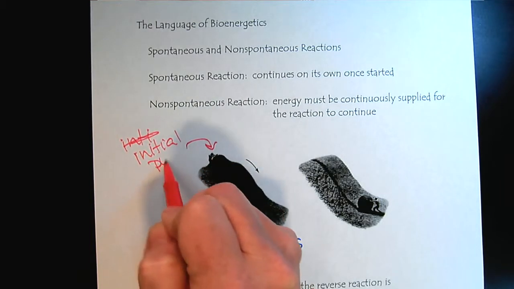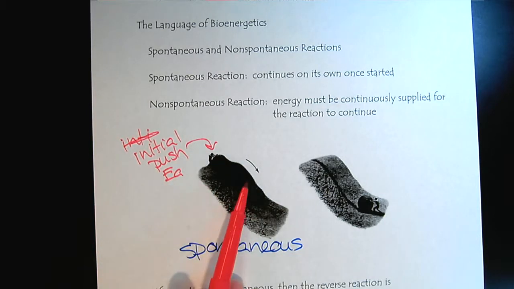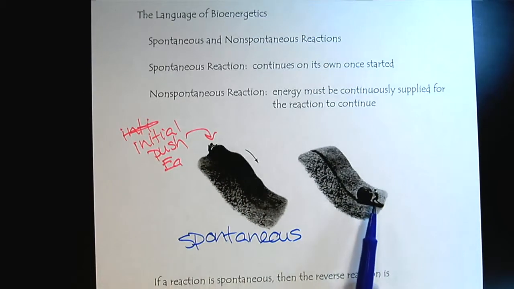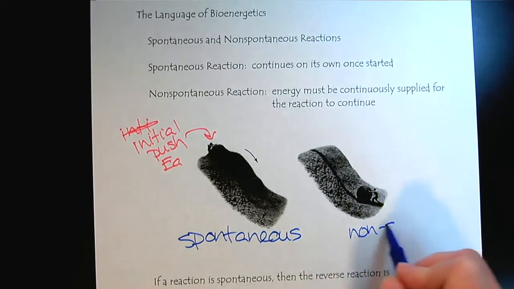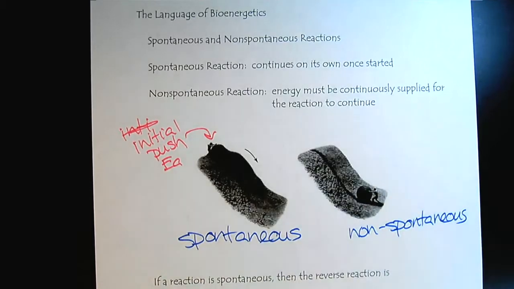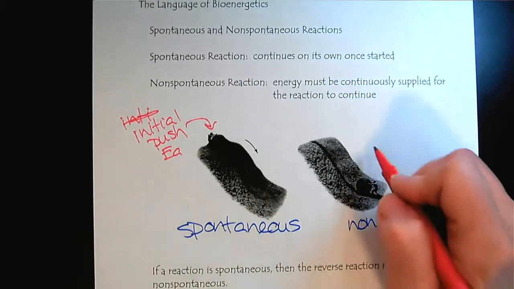The initial push, think of that as the E sub A, but then as the energy is released, it's spontaneous. Now, if we want to push the rock up the hill, that is non-spontaneous. This will require constant energy applied.